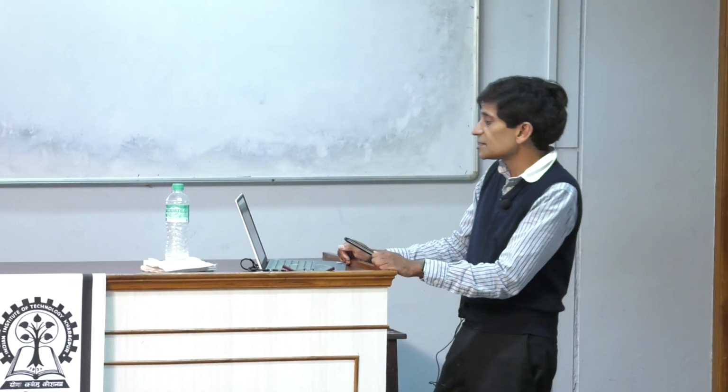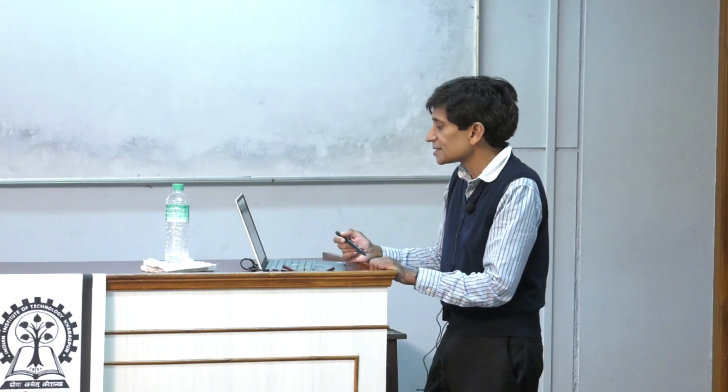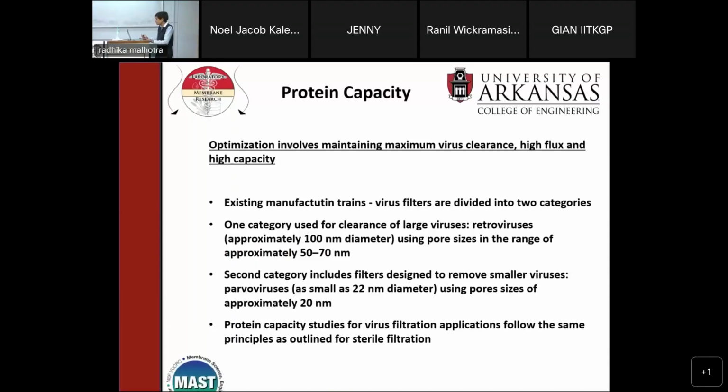In existing manufacturing trains, virus filters are divided into two categories: one category used for retroviruses, and the second category for parvoviruses. But as I said, today they're all basically using the parvovirus filter, okay?